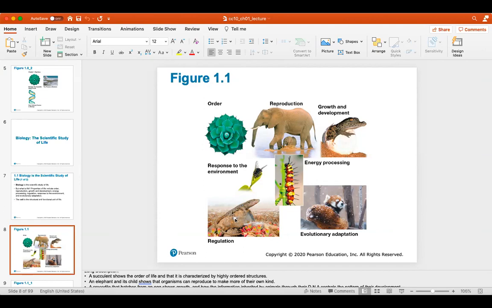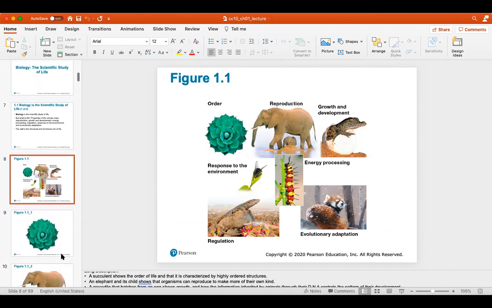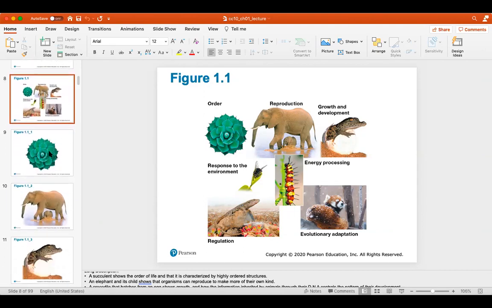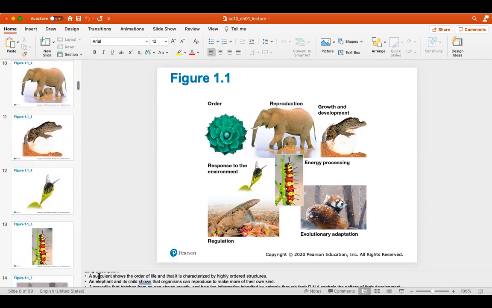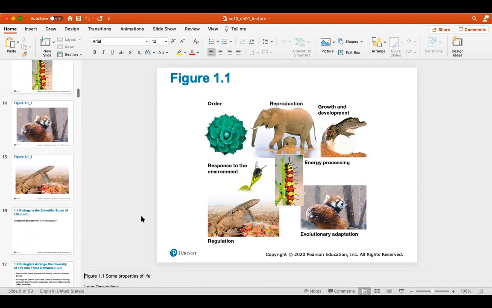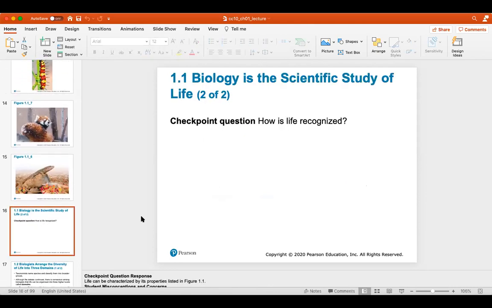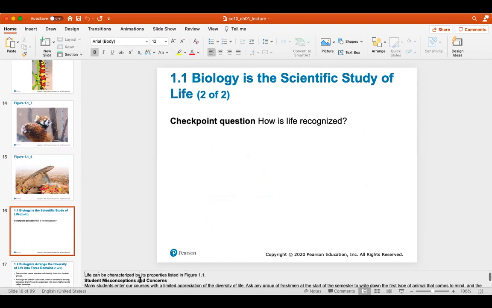So this is showing a lizard maintaining its inner temperature by sunning on a rock. These are just pictures that take you through these major properties of life that I'll skip over for now. Checkpoint question: how is life recognized? Life can be characterized by the properties listed in the figures that we just talked about.